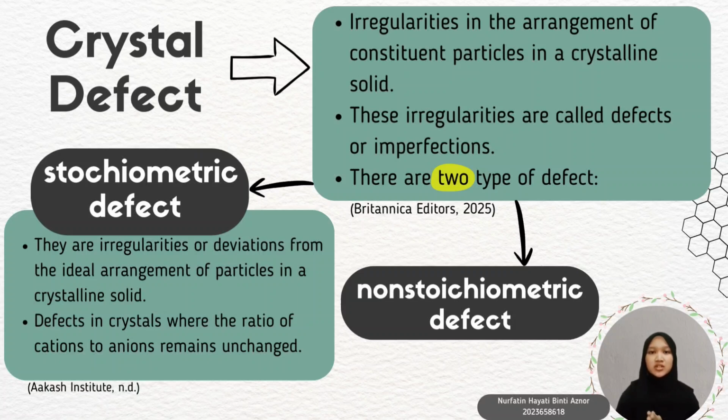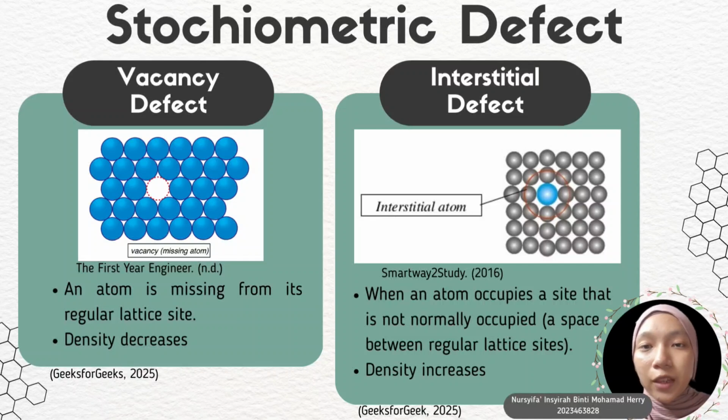Stoichiometric defects are small irregularities in the crystal structure where the ratio of cations and anions remains unchanged. Next, we will move on to the examples of stoichiometric defects. Vacancy defect occurs when an atom is missing from its regular lattice site. Because atoms are missing, the density of the substance decreases.